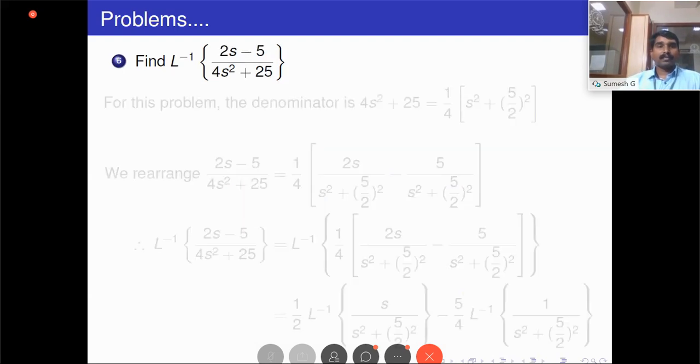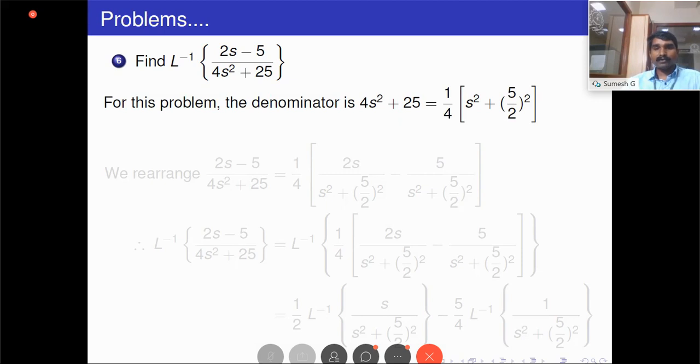This problem: find the inverse Laplace transform of (2s - 5)/(4s² + 25). Here the denominator is, sorry, 4s² + 25. So the denominator contains a term of s² and a constant term. Then the standard format is s² + a². So first we have to take the constant 4, the coefficient of s², outside. We have to convert it to 1. So we take 4 outside.